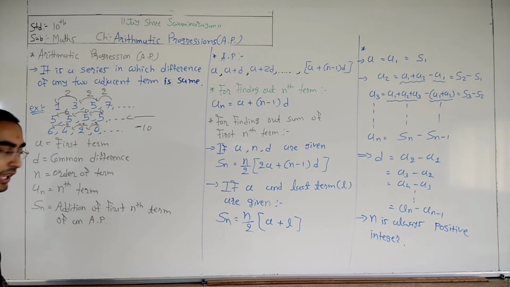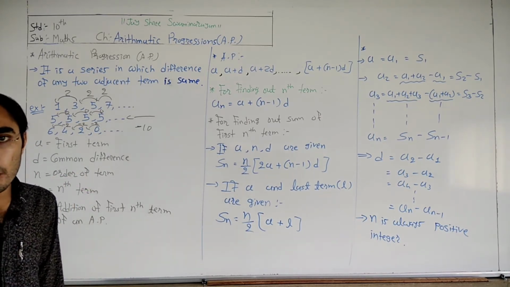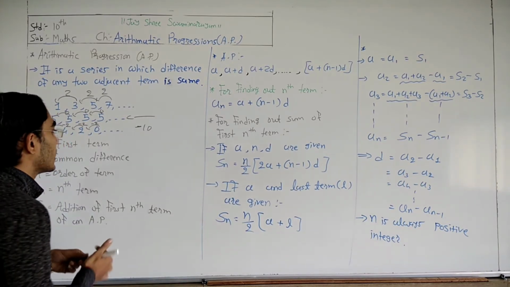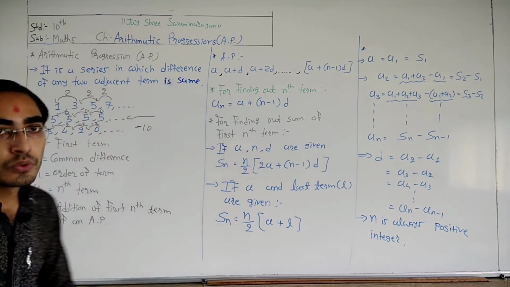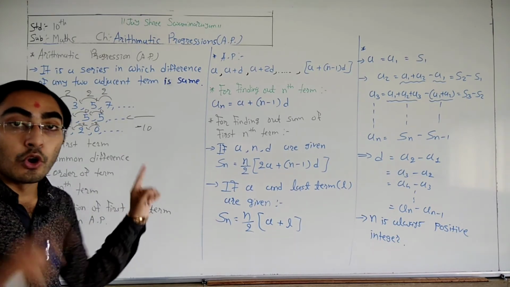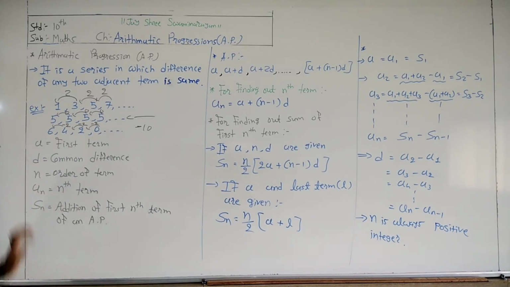After that, n represents the order of the term. That means if we think about the fifth term, it is represented by 5. If n is equal to 10, that means the order of the term is 10. n represents the order: first term, second term, third term, fourth term. After that, an means the nth term.